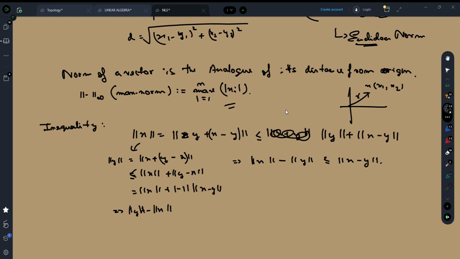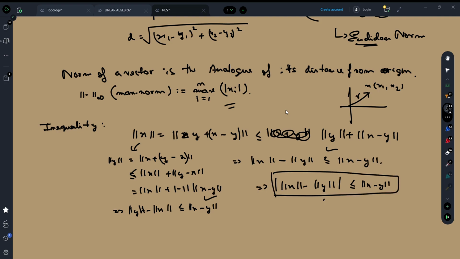So norm of y minus x is less than or equal to norm of x minus y, right? So this statement and this statement clearly state the fact that the modulus of norm of x minus norm of y is less than or equal to norm of x minus y. This is another very important inequality. It's often called the reverse triangle inequality.